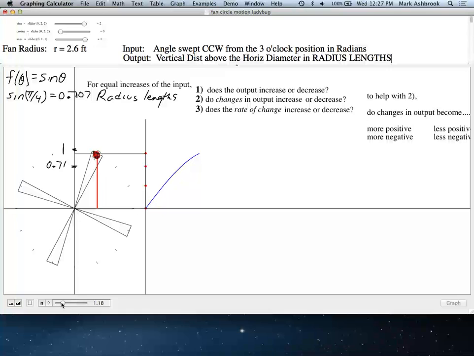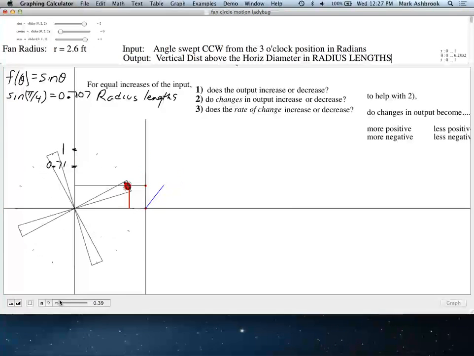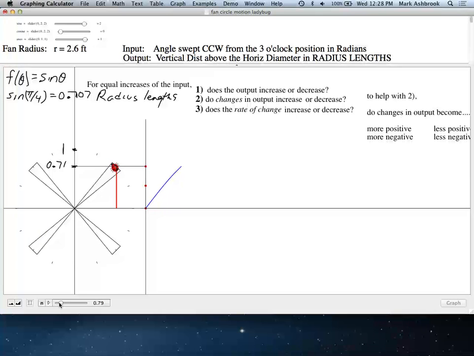What about down here at pi over 8? Estimate the sine. What would you estimate the sine to be? Daniel, no, estimate. Don't plug it in. So what would you estimate the sine to be here at pi over 8? What's that? 0.4. It's about 0.4 of a radius length above. Okay, so back to pi over 4. The sine is 0.7. So then, how would you find how many feet?